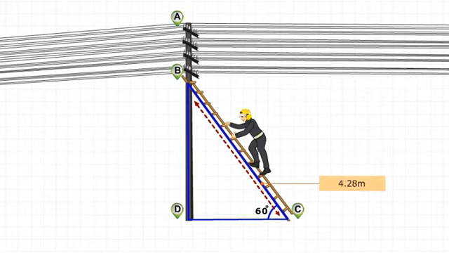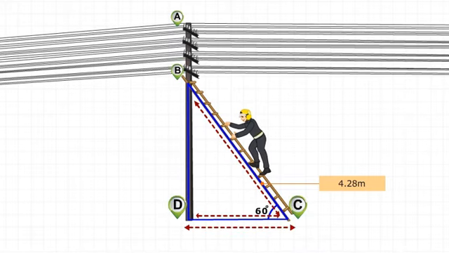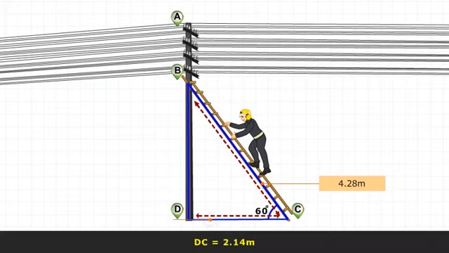Now, the distance between the foot of the ladder and the pole can be found using DC upon BD equals cot 60 degrees, which equals 1 upon root 3. DC equals 3.7 upon root 3, which equals 2.14 meters approximately. Thus, the foot of the ladder should be placed at a distance of 2.14 meters from the pole.